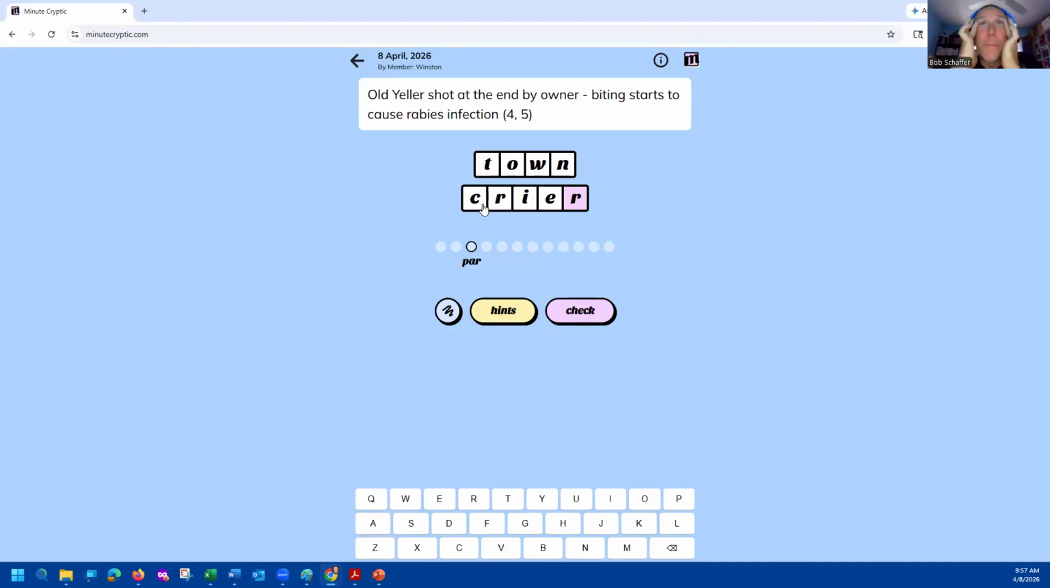Okay. Owner is just owner. That's why I said I was struggling to figure out what to replace it with or what to do with it. Because you don't do anything with it. It's the whole darn word. Shot at the end is T. Put that by owner, OWNER, which is biting the starts to cause rabies infection, CRI. Town crier is absolutely an old yeller.